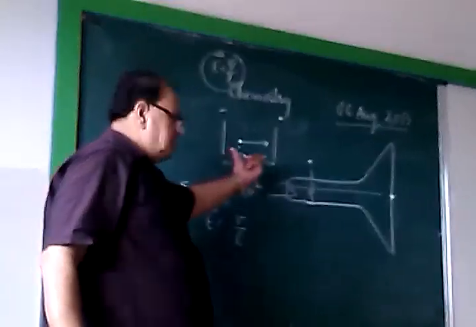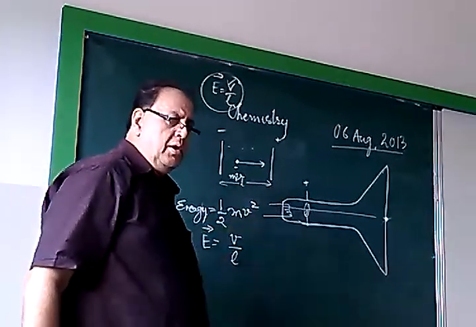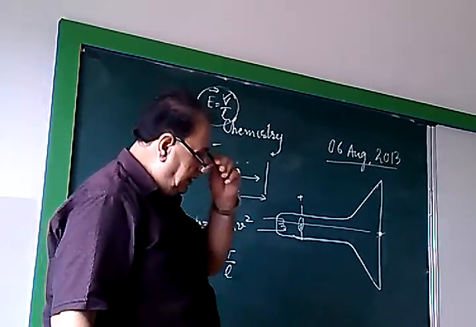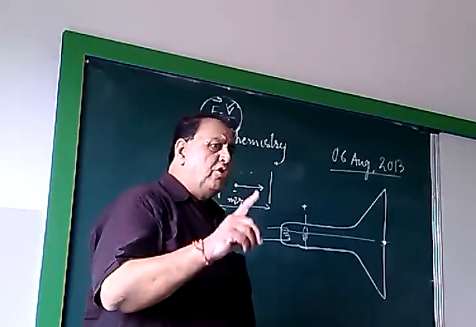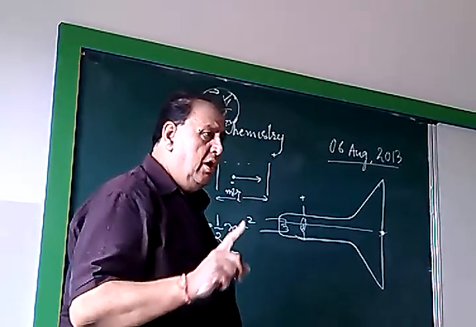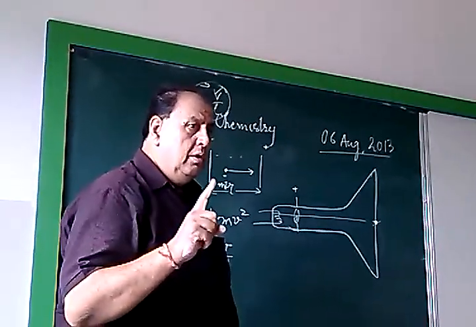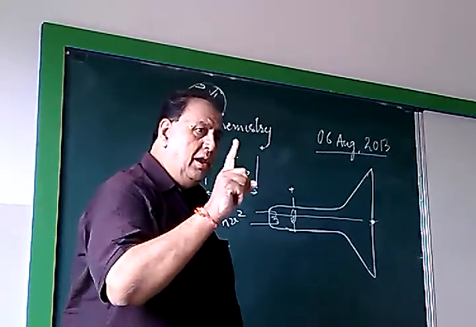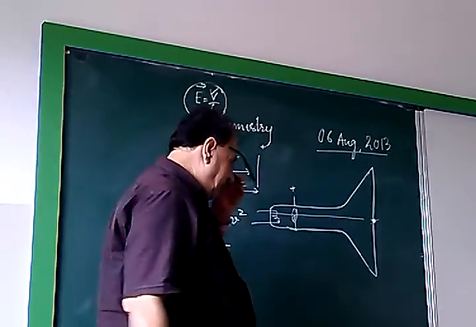Simple. 100 volts, 1 meter, 100 volts per meter is the electric intensity. What is electric intensity? Electric intensity is nothing but the force experienced by a unit charge whose value is 1. It can be 1 coulomb, it can be any other unit charge. That is called electric intensity.